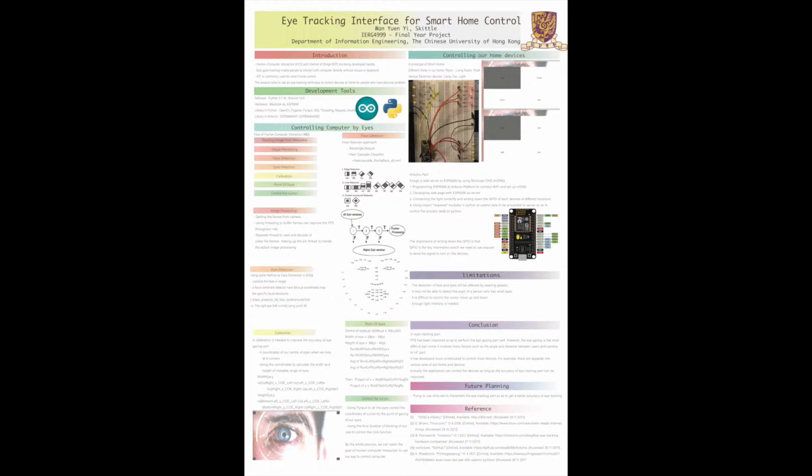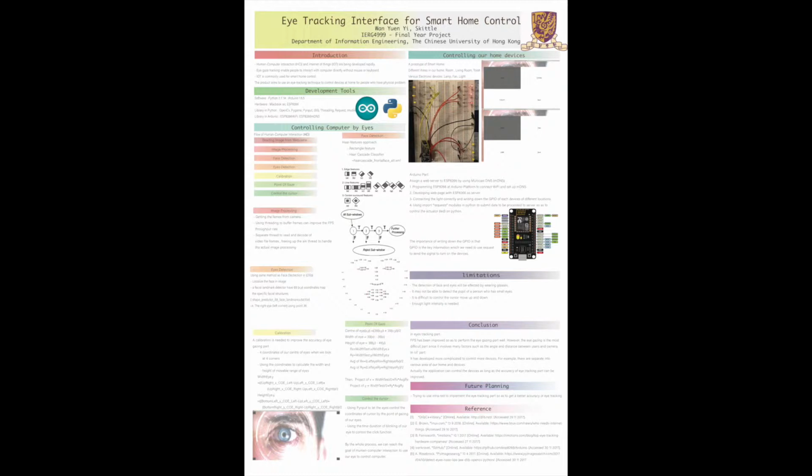Firstly, I want to talk about the eye tracking part. We can control a computer with our eyes. Here is the flow chart of the human-computer interaction: reading the image from the webcam, image processing, face detection, and eyes detection, and then calibration, point of gaze, and controlling the cursor.